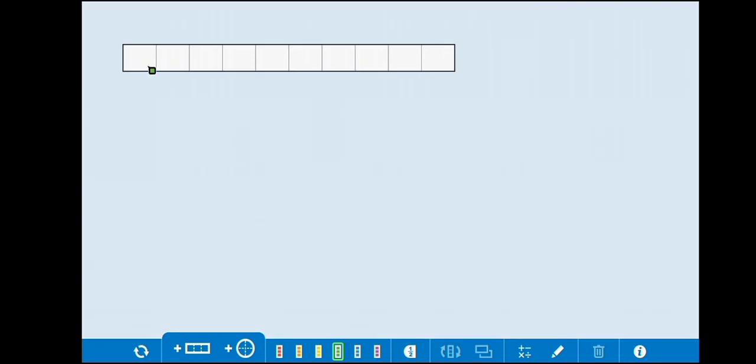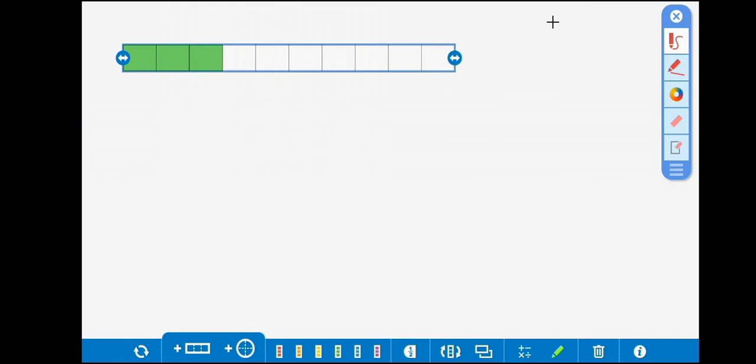and now you can color it. Now count how many colored parts there are. Yes, there are 3 colored parts, and total parts are 10. So how can you represent it in fraction form? So we write 3 as the numerator and 10 as the denominator.